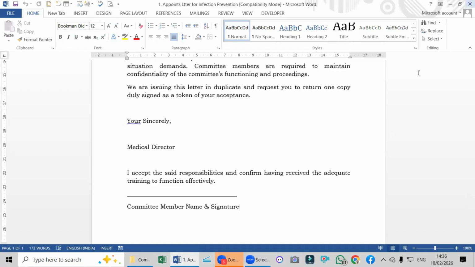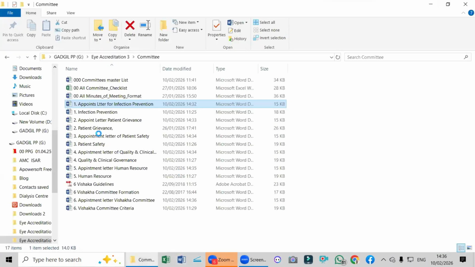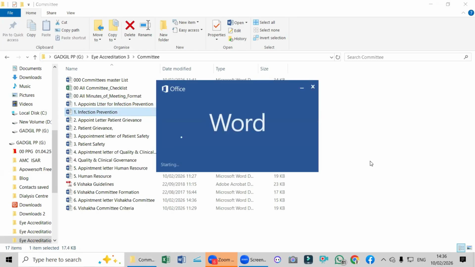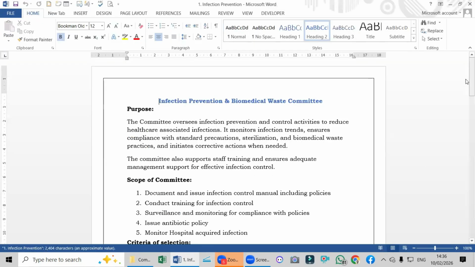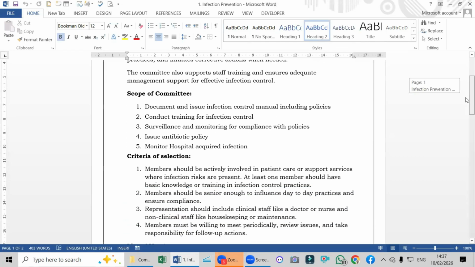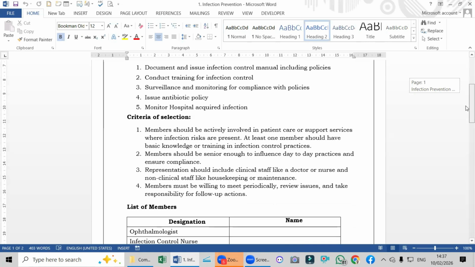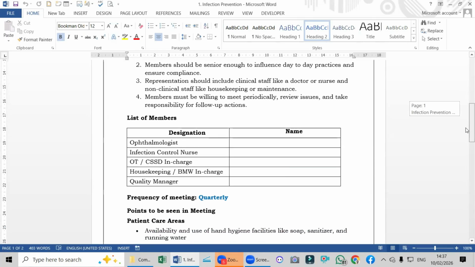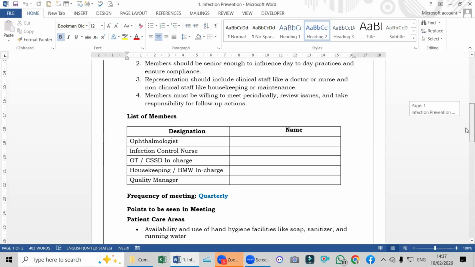In the subsequent meeting, we are going to discuss the personal file. So this letter will go in their personal file. Now, these are the details of the infection prevention committee. This is the purpose, this is the scope of the committee, and the criteria for selection. Why do we choose a particular person? This is only a guideline. Don't do anything else. Just put the names here, whoever the committee members are.